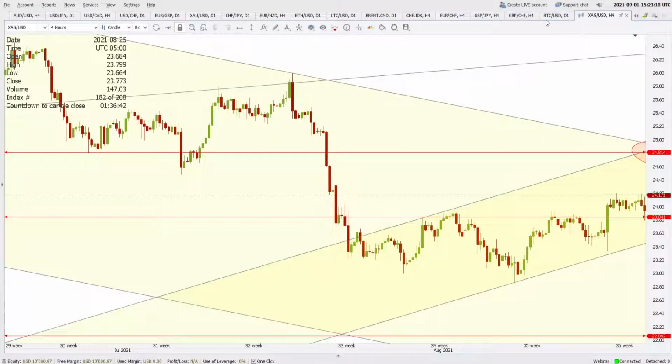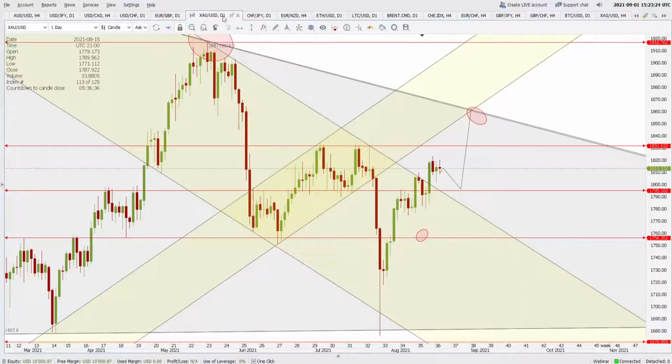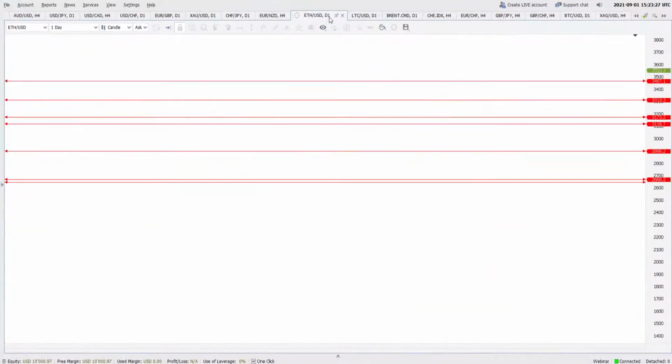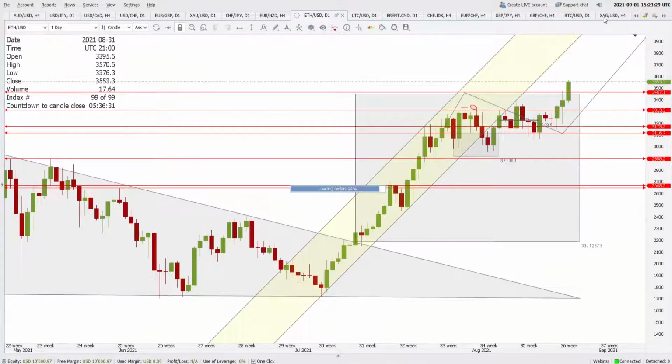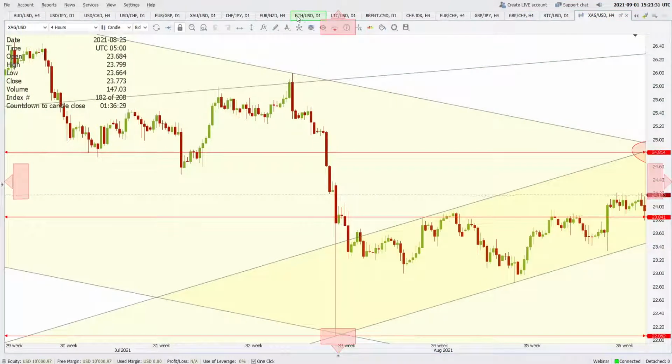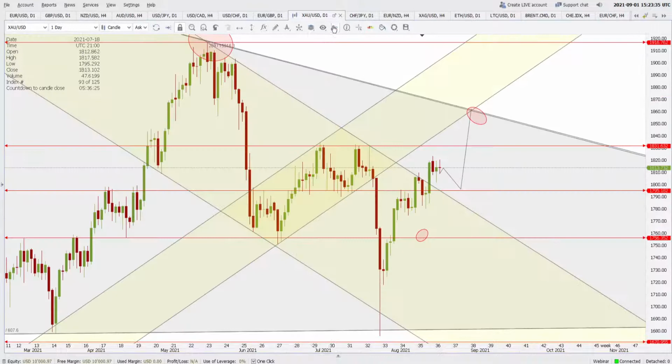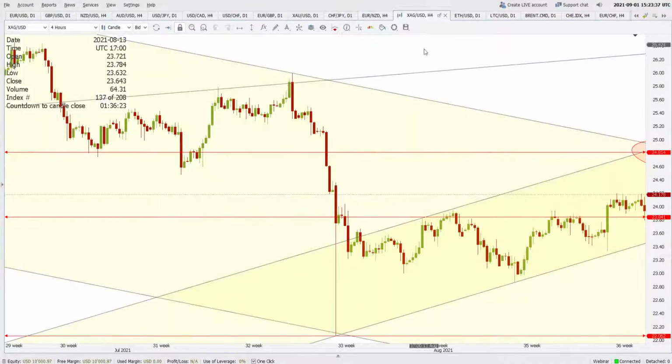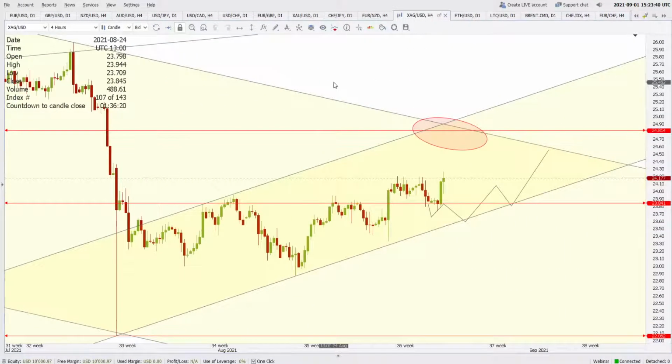All right, sorry, where was I? XAU, gold, CHF, Euro New Zealand, now Ethereum. Actually, I should switch XAU USD here, and CHF, Euro New Zealand, XAG. So this is the silver.